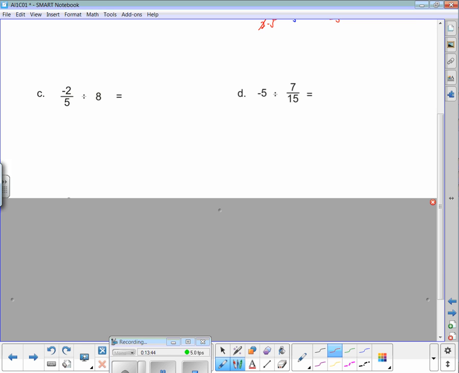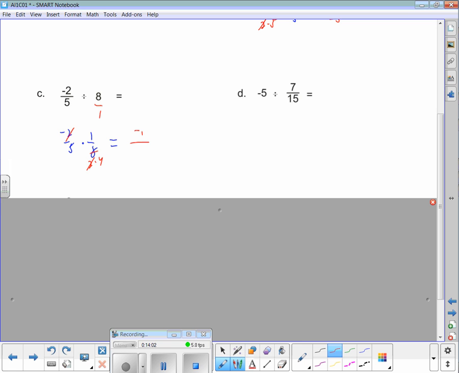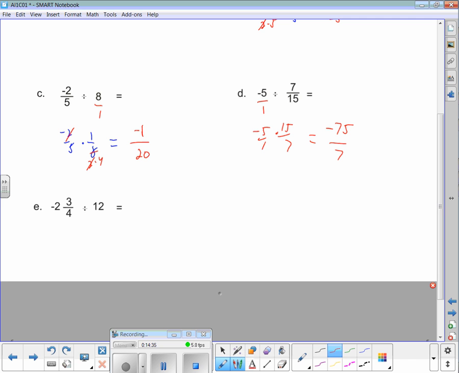All right. Go ahead and do C and D. C and D. Don't forget, if everything's out of the numerator, you end up with a negative 1, right? In this case, negative 1 on the top, 20 on the bottom. This thing doesn't reduce, so what is that? Negative 75/7. How many got both of those correct? Beautiful. One more practice in our notes and then some homework.